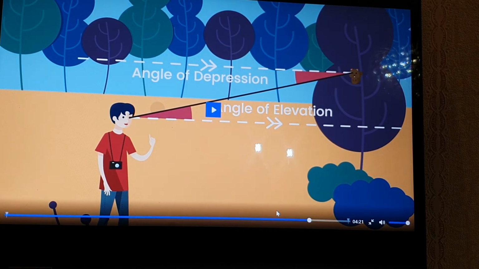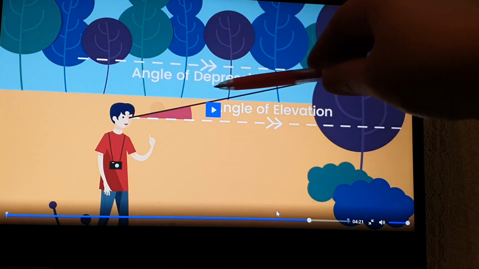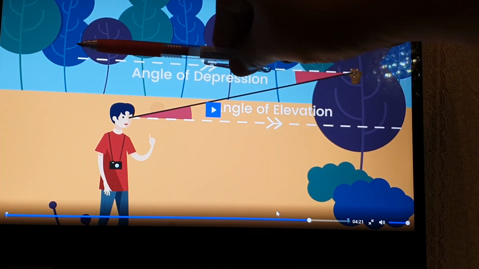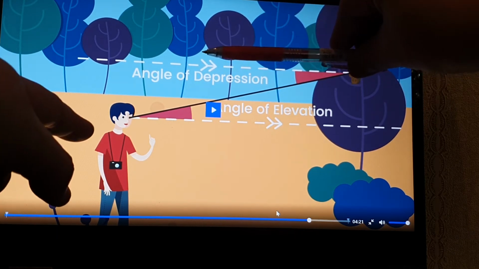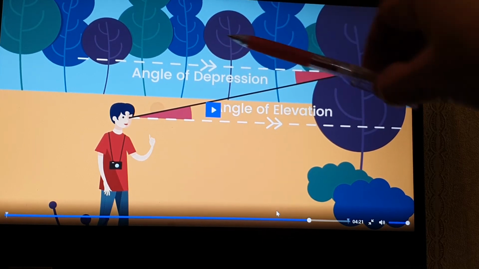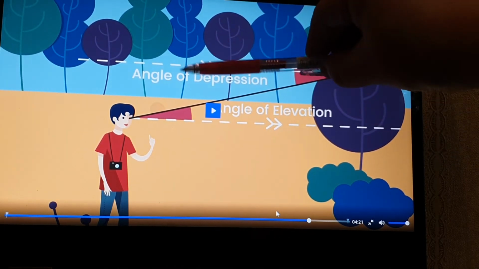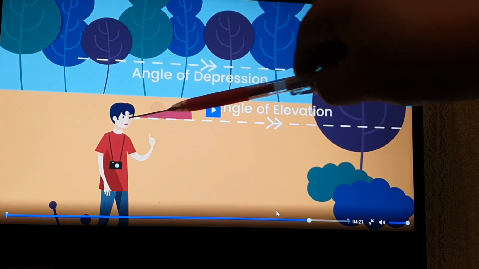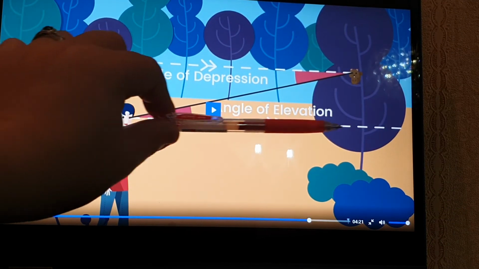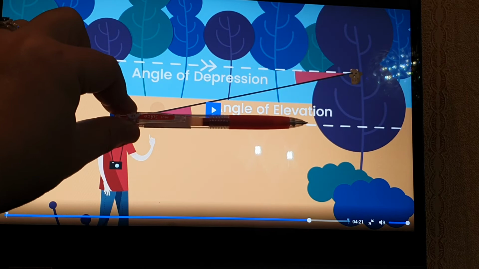Okay, so just to take note, in the normal state, the squirrel will be looking straight. Then suddenly Dylan appeared. When Dylan appeared, the squirrel will have to look down. This is the angle formed in order to see Dylan. Whereas Dylan was looking straight at first, and then he has to look up.